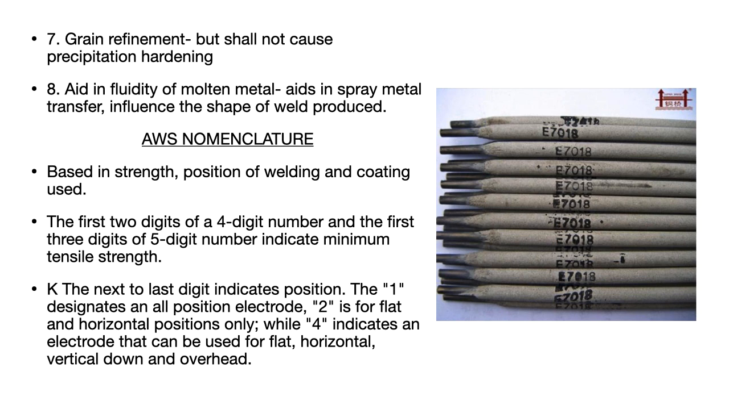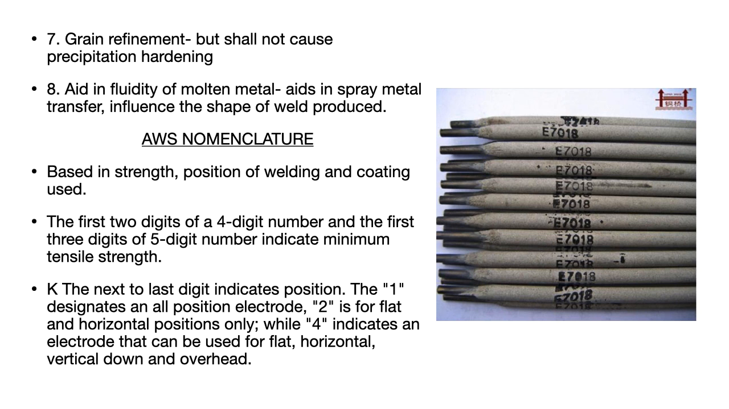Last but not the least, another function of the flux which is added is that it shall aid in the fluidity of the molten metal. It shall ensure that the molten pool is slightly movable in nature. It shall not be highly viscous. So it also aids in the metal transfer, which I think you might have studied in your previous classes, and which in turn directly influences the shape of the weld which is produced.